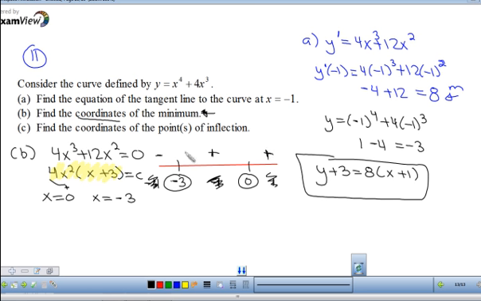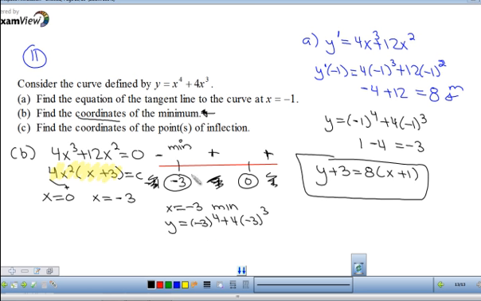So my minimum occurs when x equals -3. So the coordinates would be, I have to substitute. So x equals -3 is the minimum. To find my y value, I have to substitute -3 into my equation.